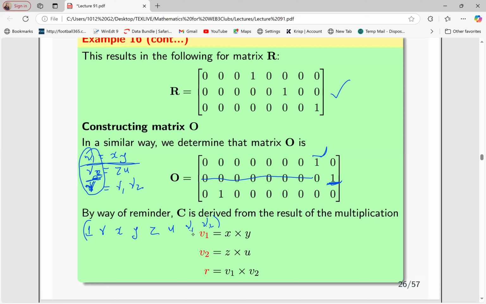And then lastly, in the last row, our output was R. So where R is, the second one, it will be 1, and the rest will be zeros. So that's how you come up with the output.